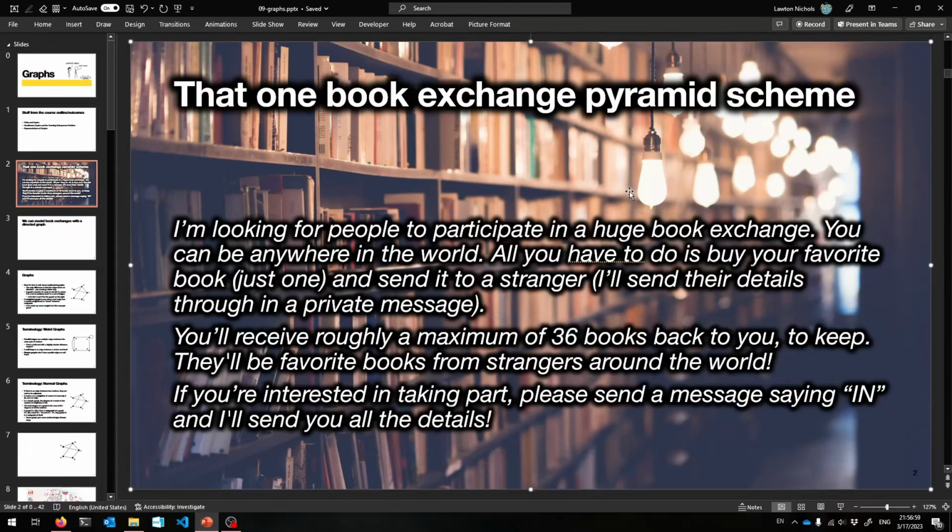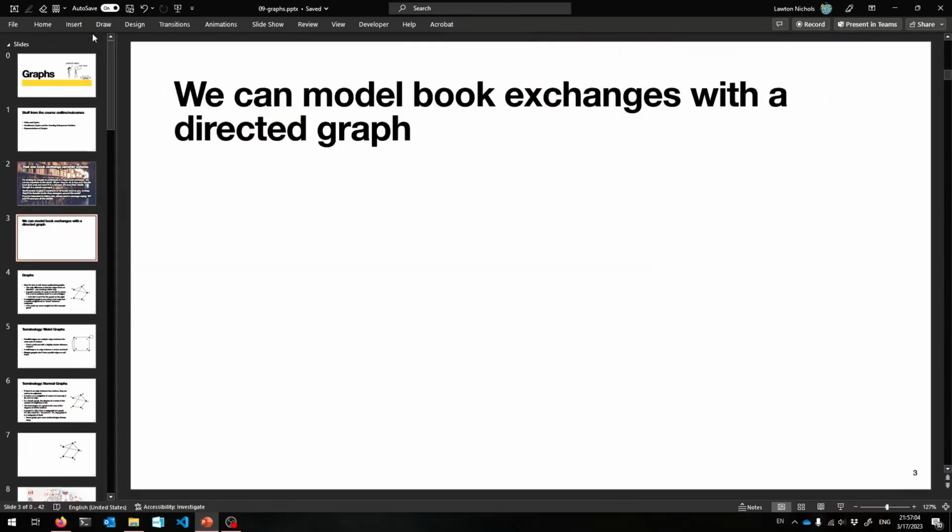And that is problematic, and I can prove to you why. Because we can use graphs. We can use directed graphs to talk about who's getting books and who's not, okay?